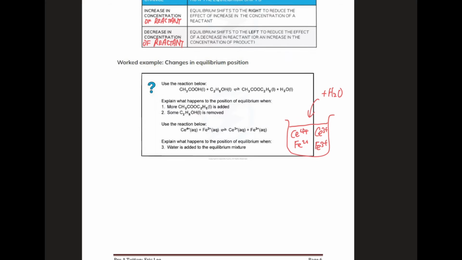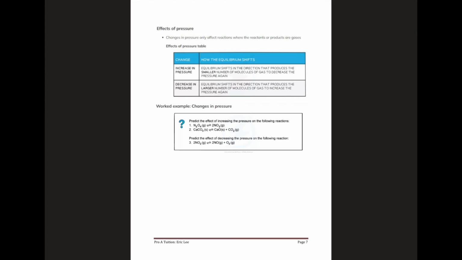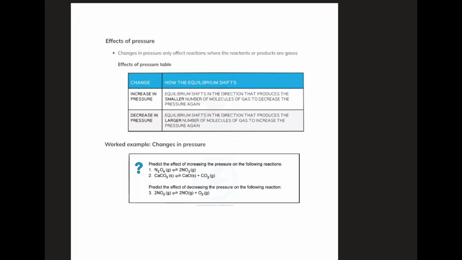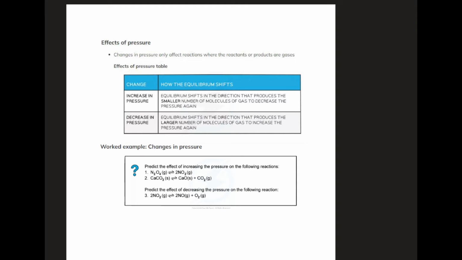Okay, let's move on. Effect of pressure. This is for gas actually. As you can see here, changes in pressure only affect reactions where the reactants or products are gases. Concentration is for solutions normally, but even for gas it works also. But for pressure, this is for gas only. Now let's see the effect.